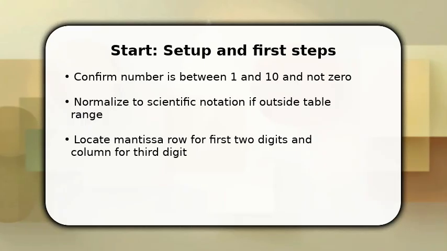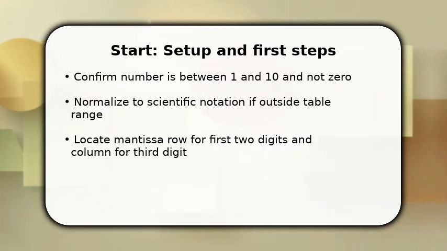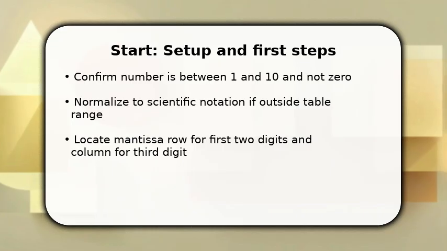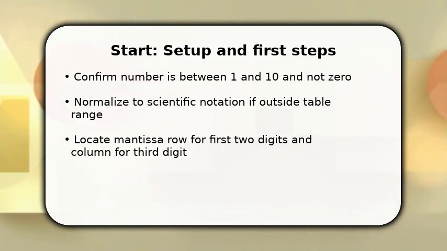You begin by confirming the number fits the table range, a value between 1 and 10. Once done, rewrite numbers in scientific notation if needed so you reference the correct mantissa. Next, identify the first two significant digits and the third digit. Use the mantissa rows for the pair and the column for the third. Make sure to note the decimal exponents separately so you can adjust the final logarithm after looking up the mantissa.